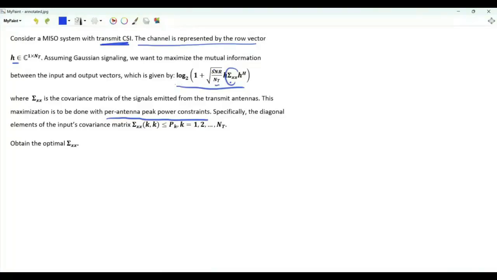The logarithm is a strictly increasing function. Maximizing the logarithm is equivalent to maximizing the quadratic form H sigma XX H Hermitian. The transmit covariance matrix is Hermitian and positive semi-definite, so this quadratic form is real valued and non-negative. It is equal to its absolute value.